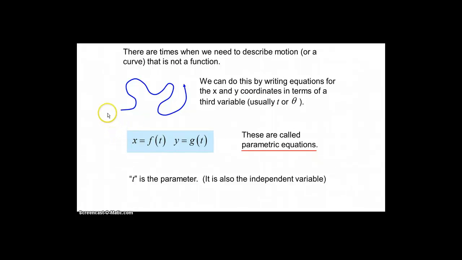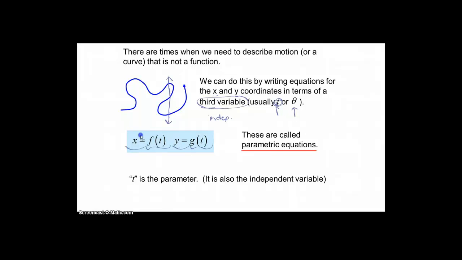There are many times when we need to describe motion or a curve that is not a function. In other words, will not pass our vertical line test. We could do this by writing equations for our x coordinates and our y coordinates in terms of some third variable, some independent variable that's in the driver's seat. We usually see t, most often we're going to see t as the parameter, but theta could be the parameter, any variable could be the parameter. And so these functions are called parametric equations.